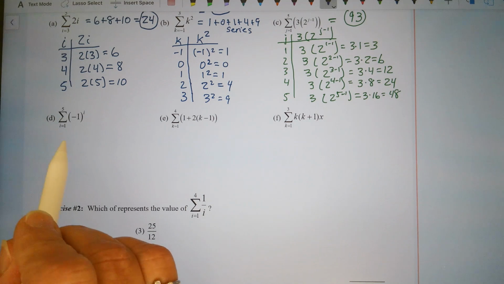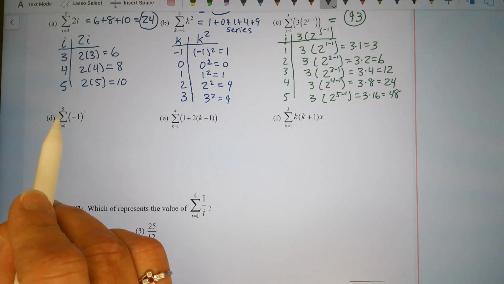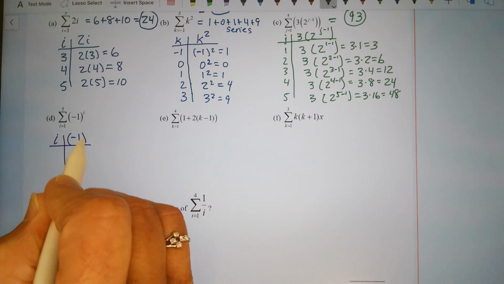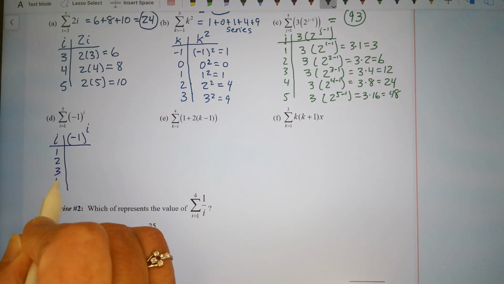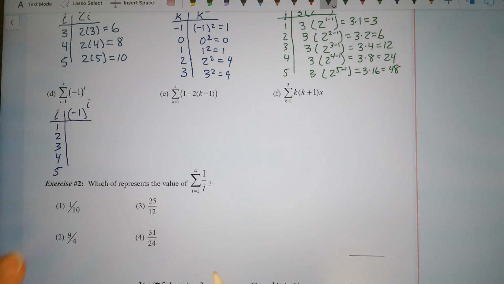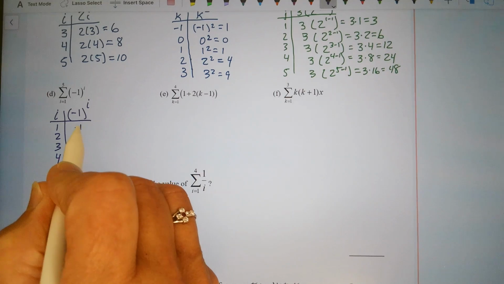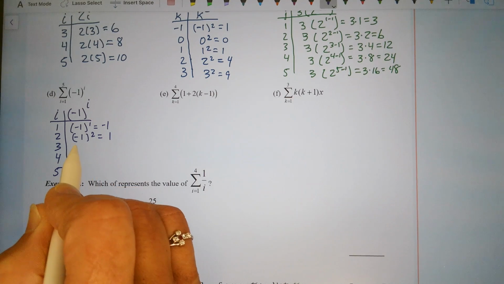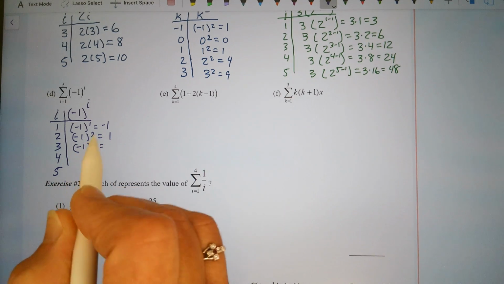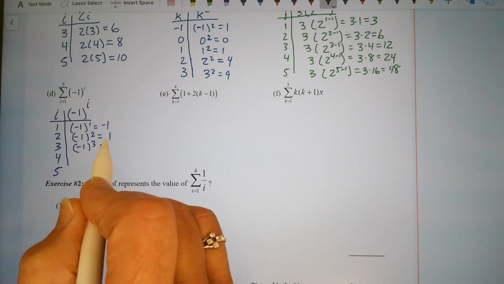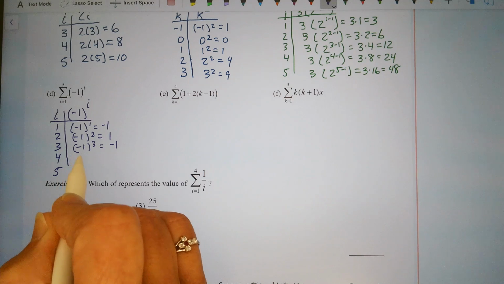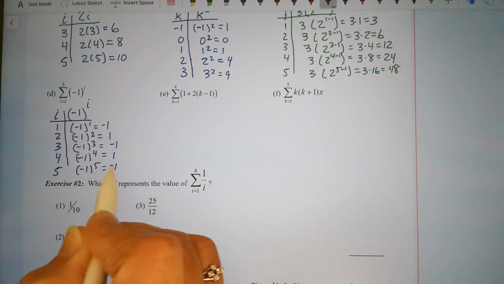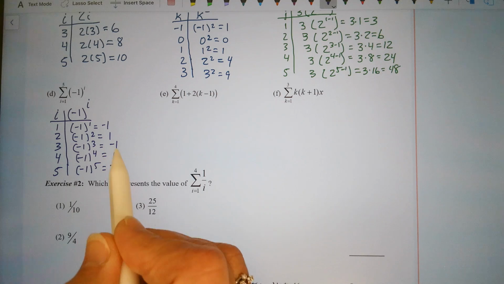This is the sum of -1 to the power of i starting at 1 and ending at 5. So i is 1, 2, 3, 4, 5. Now show the substitution. -1 to an odd power is going to be -1. -1 to an even power, +1. Now sum these up.